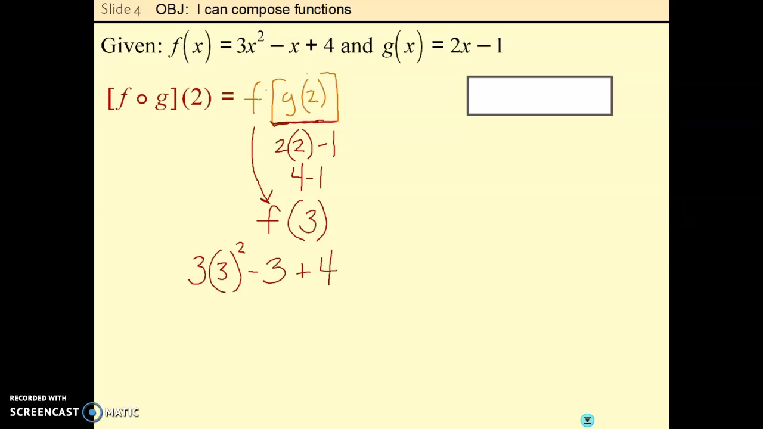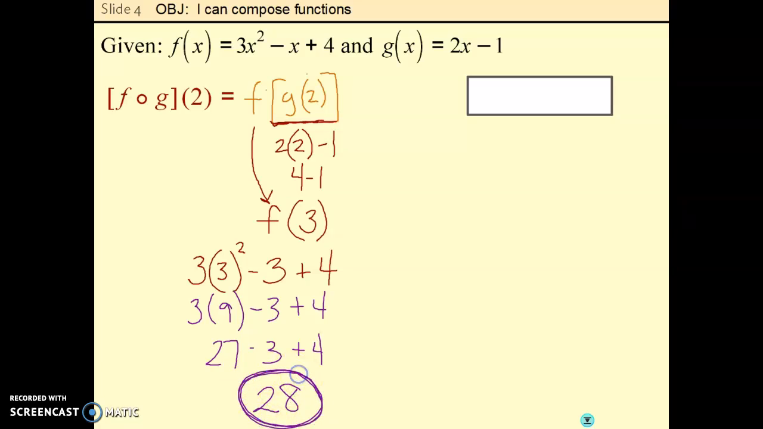And then, of course, if we're evaluating carefully with order of operations, I would take 3 squared is 9 times 3, so 27 minus 3 plus 4. And that gives me a final output of 28. So I'm still just getting one output, and I'm doing that by working from the inside out.